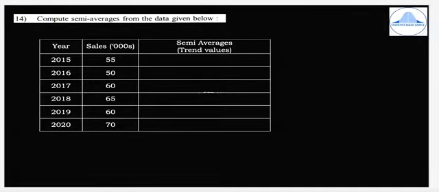14th question, compute semi-averages from the data given below. In the first column, you have the years from 2015 to 2020. And in the second column, you have sales in thousands: 55, 50, 60, 65, 60, and 70. The years are usually denoted by X and the sales are denoted by Y. Let me first write, given n equal to 6. Small n stands for the number of years, and 6 is an even number.